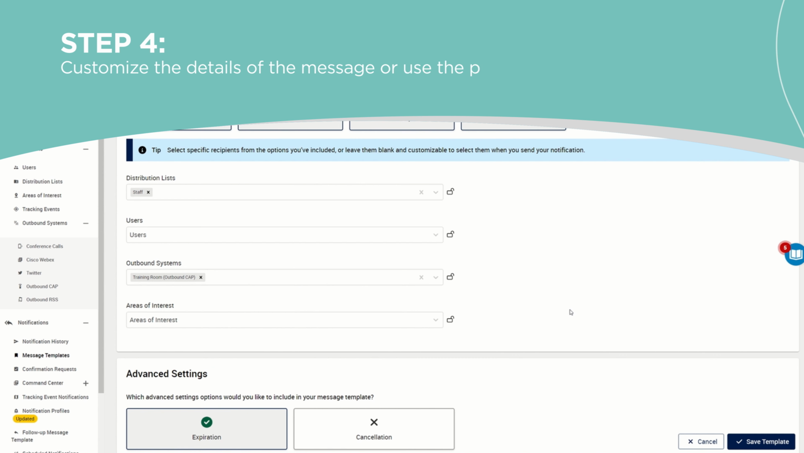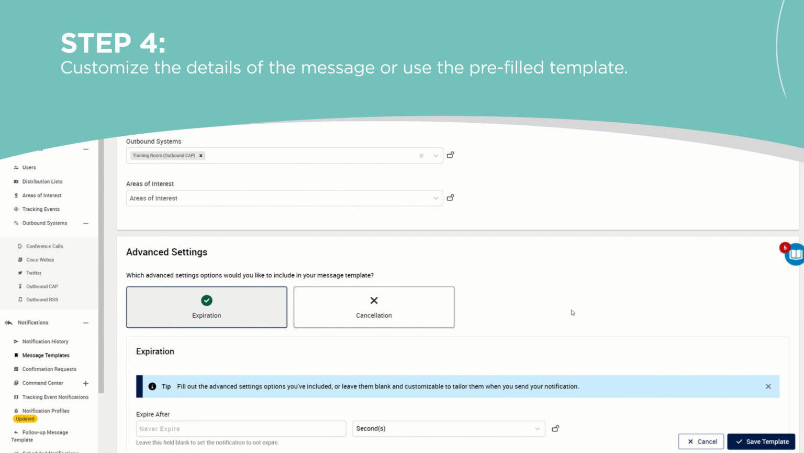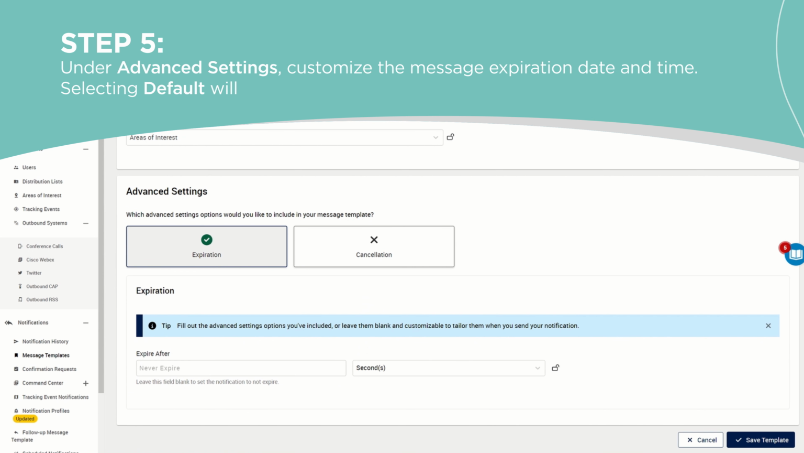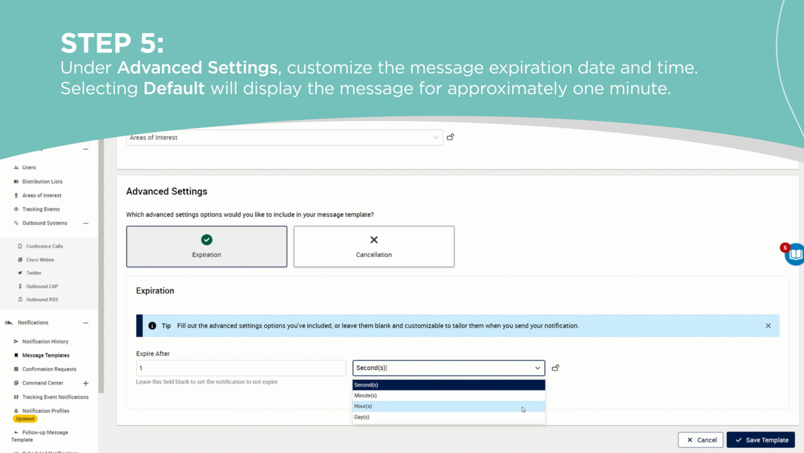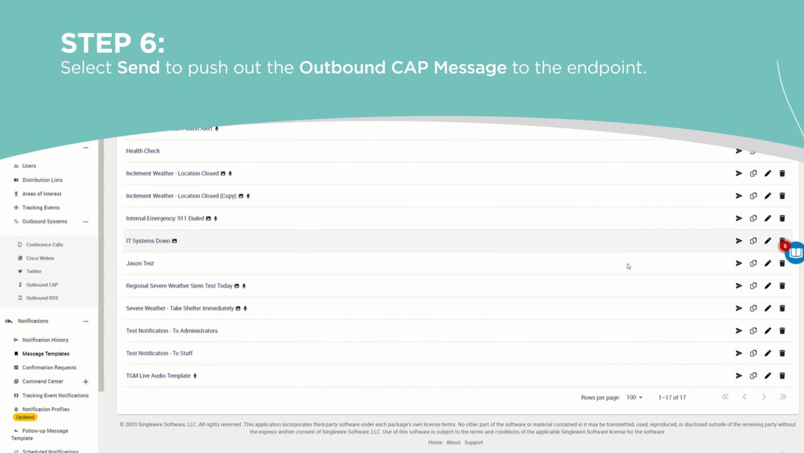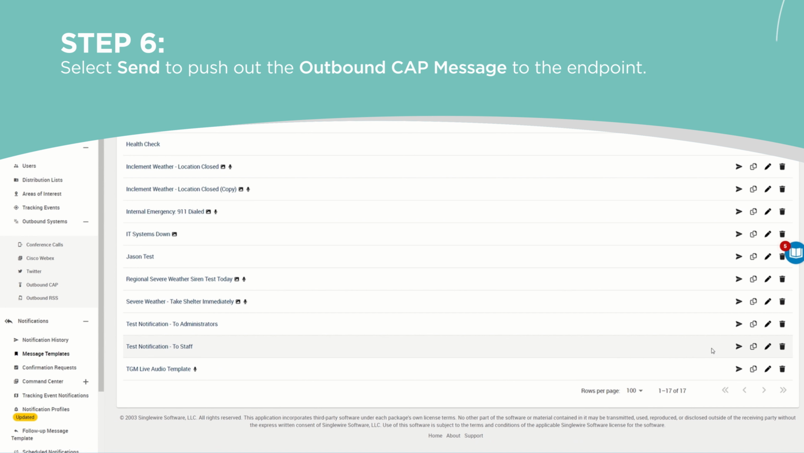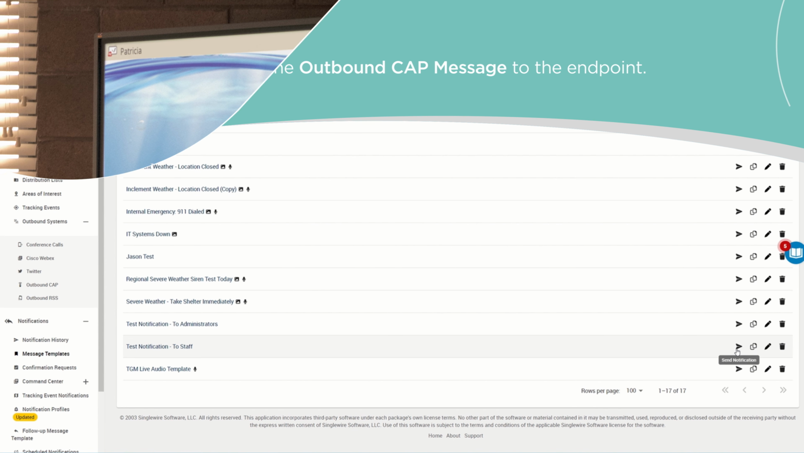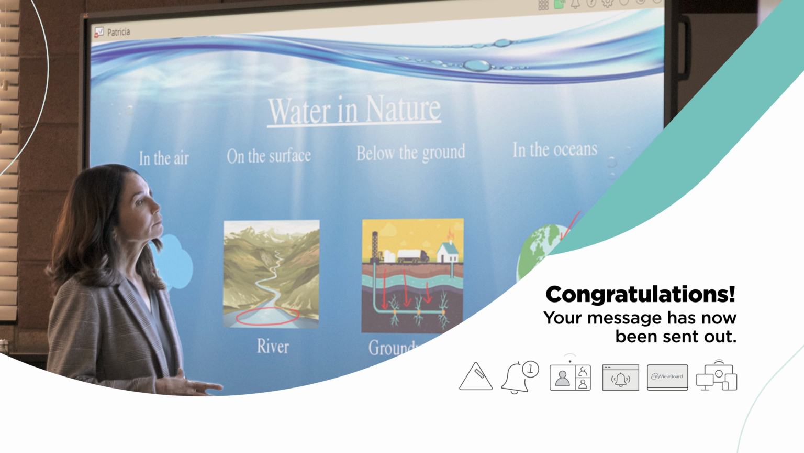Step 4. Customize the details of the message or use the pre-filled template. Step 5. Under Advanced Settings, customize the message expiration and time. Selecting default will display the message for approximately 1 minute. Step 6. Select Send to push out the outbound CAP message to the endpoint. Congratulations! Your message has now been sent out.